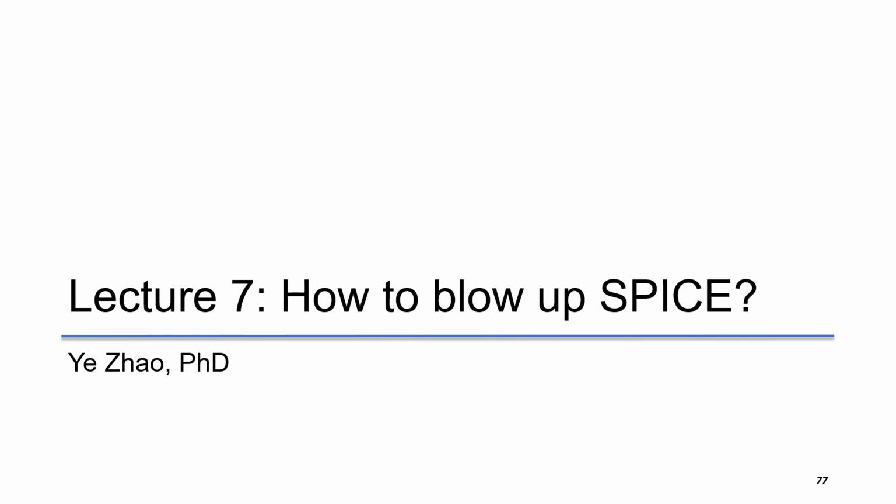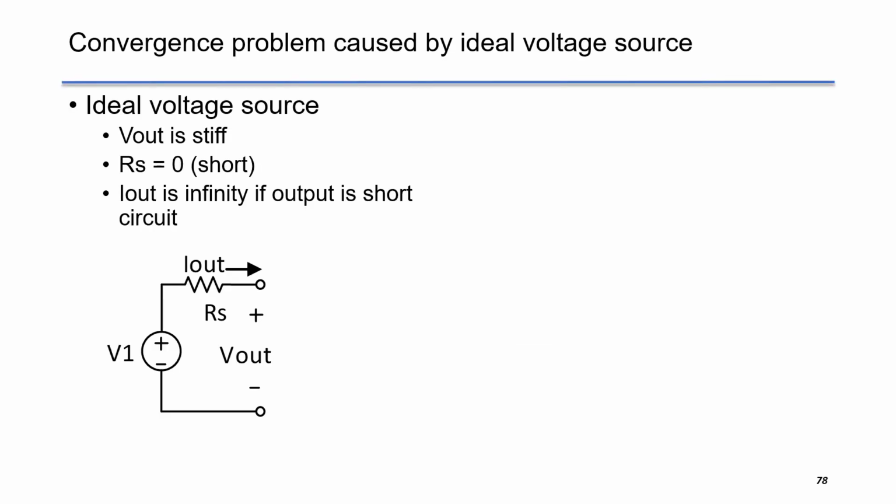In this lecture, we will show you how to blow up SPICE. That means the SPICE simulator has a convergence problem or it has unrealistic solutions. Convergence problems may be caused by an ideal voltage source.